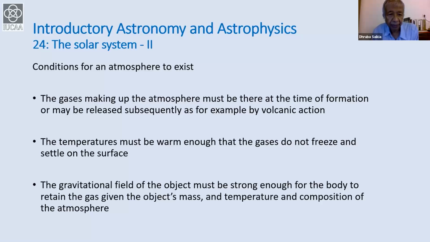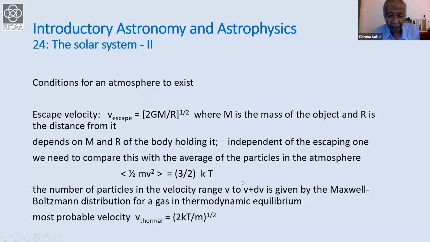The temperature must be warm enough that the gases do not freeze and settle on the surface, okay? And the gravitational object must be strong enough for the body to retain the gas, given the object's mass and temperature and composition of the atmosphere. So these are the conditions for an atmosphere to exist. So if they don't have an atmosphere, then clearly these conditions are not being satisfied. And let's just have a brief look at that.